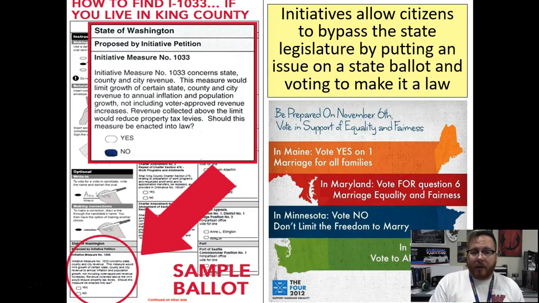Initiatives are another similar thing to referendums, and initiatives allow citizens to bypass the state legislature by putting an issue on a state ballot and voting to make it a law. So, in the next couple of years, when you guys are eligible to vote and you vote in your first election, you might come across a ballot initiative, and it might look something like this. Initiative Measure 1033 concerns state, county, and city revenue. This measure would limit growth of certain state, county, and city revenue to inflation. I'm not going to read the whole thing. You guys can pause it and read it. But basically, it's a thing where you can vote on a law to be created.